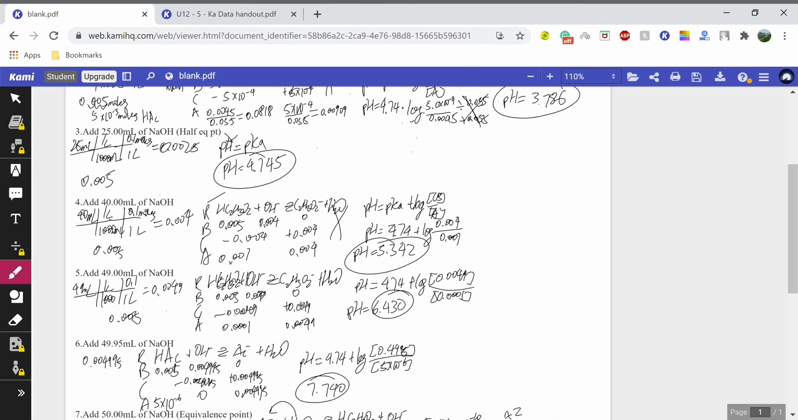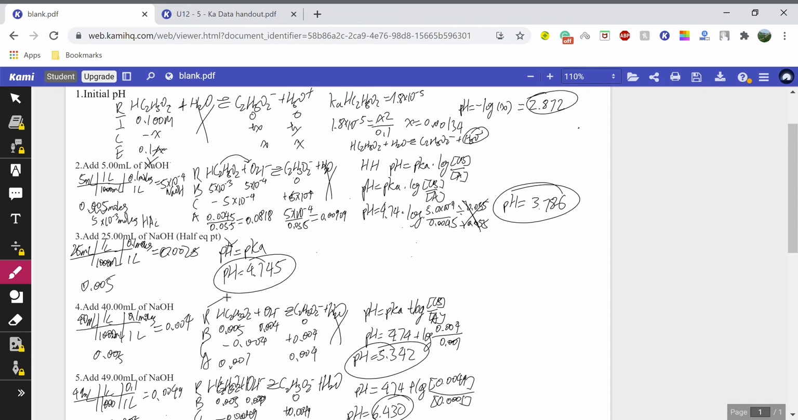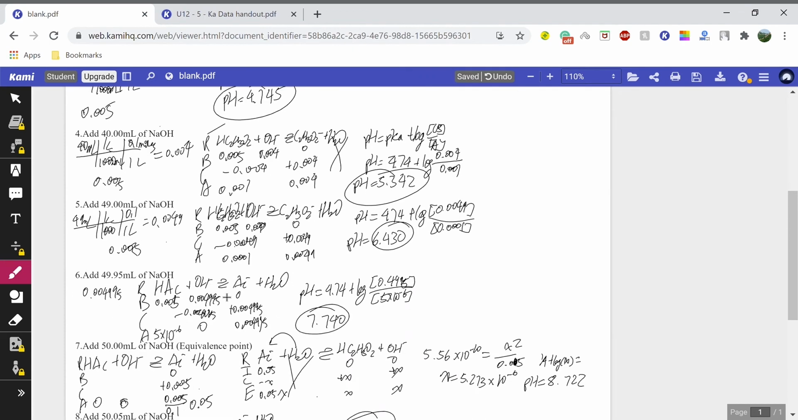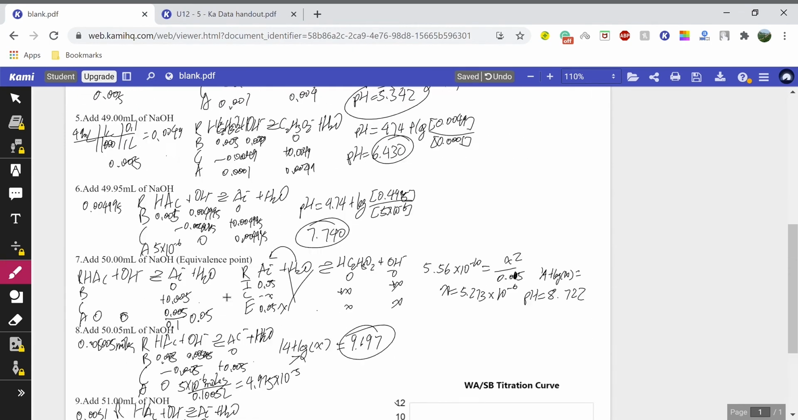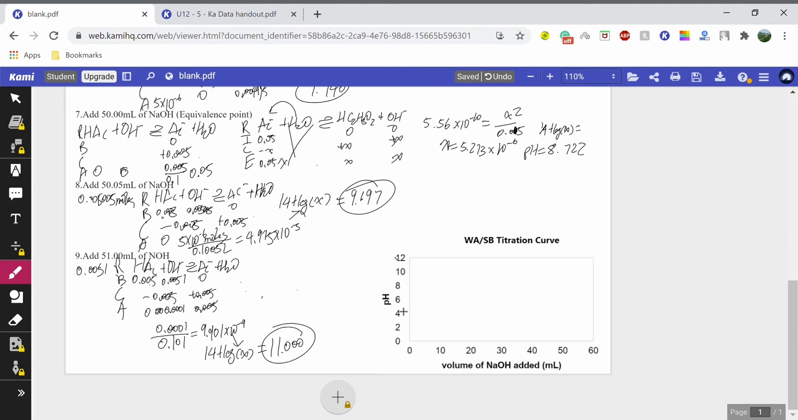So let's look at what happens. As we add more base, our pH increases, goes from 2.8 to 3.7 to 4.75. Does that make sense? Yes, that does make sense because the more base we add, the higher our pH goes. So let's see, when we add 0 milliliters of NaOH, our pH is 2.872. So let's draw this over here, 2.872. When we have 0, it's going to be about here.